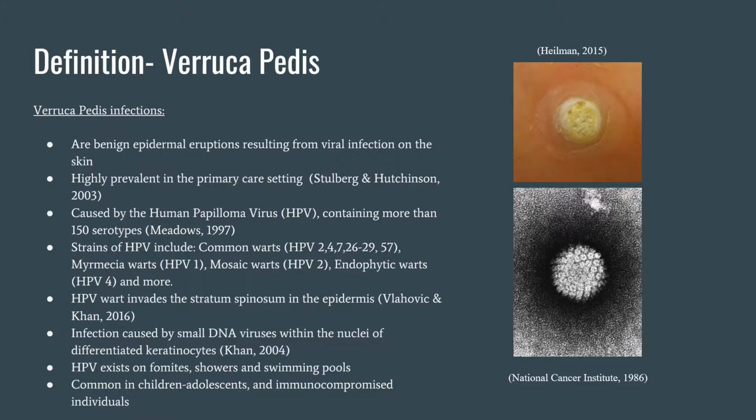The virus can exist on fomites, showers, and swimming pools, which are all deemed high-risk areas for the contraction of the infection. Common audiences for the condition range from children to adolescents, as well as those who are immunocompromised. Verruca Pedis infections can have a substantial impact on patients' lifestyles and can be located on the legs, toenails, as well as the dorsal and plantar aspect of the feet and toes.